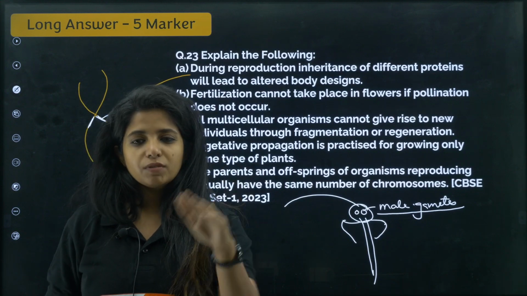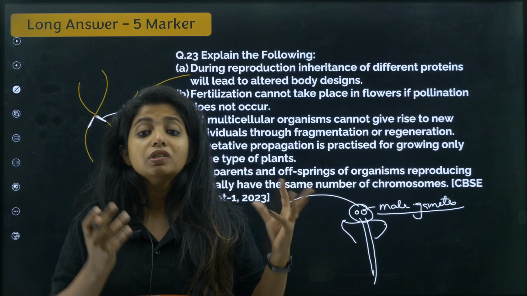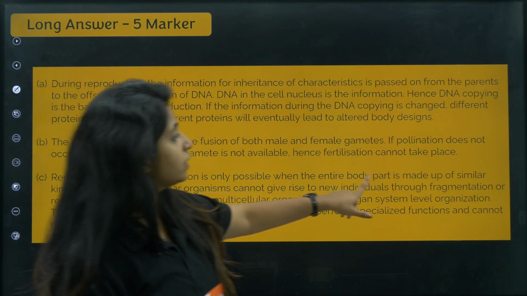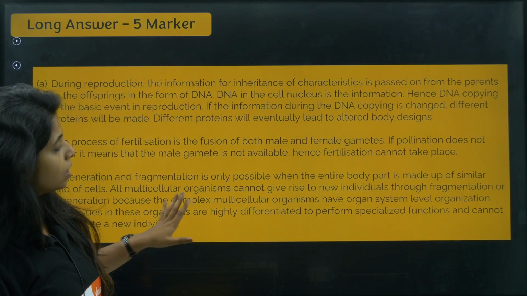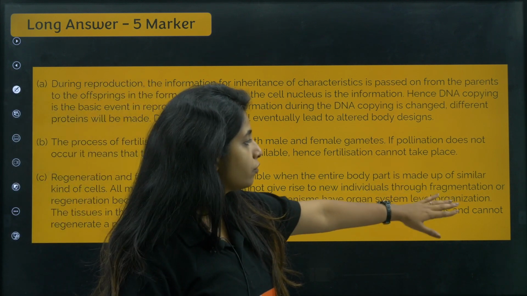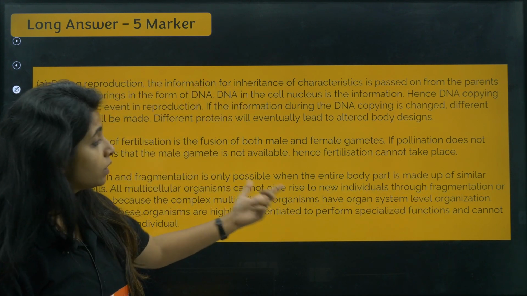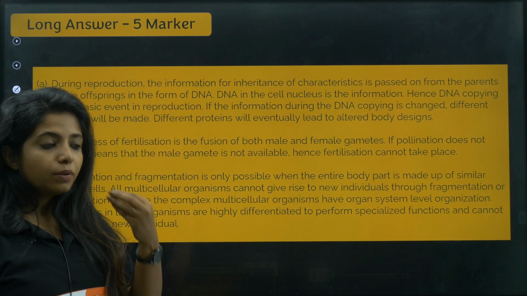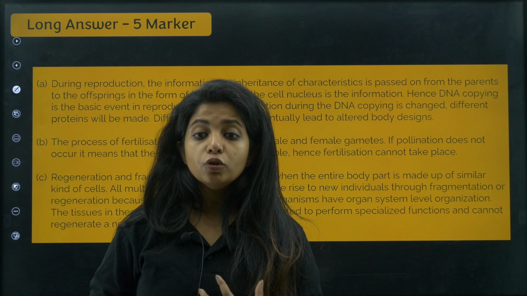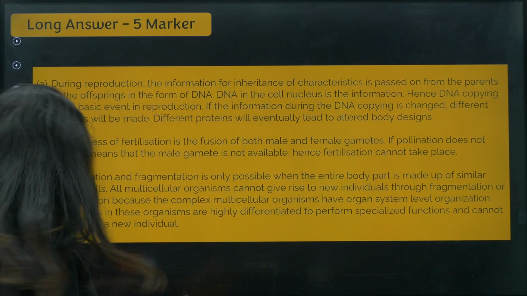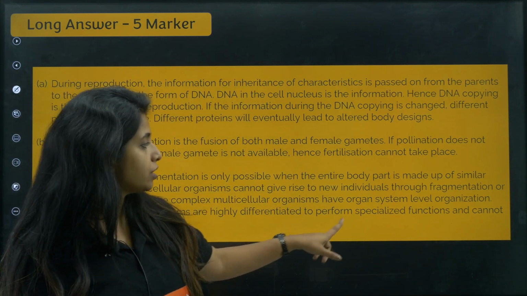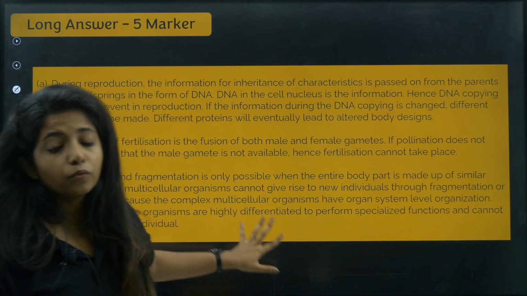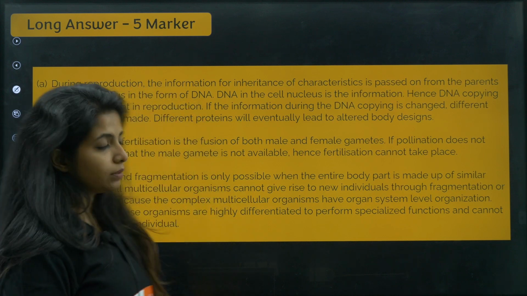Okay, so simple organisms, they just have to be cut to give rise to a whole new plant. That is a different thing because they are simple, we are complex. So how do you frame the answer? Regeneration and fragmentation is only possible when the entire body is made up of similar kinds of cells. All multicellular organisms cannot give rise to new individuals through fragmentation or regeneration because complex multicellular organisms have organ system level organization. That means they have an organ system. For example, stomach, intestine, everything is coming together to give the digestive system. This is the organ system. Now, the tissues in these organisms are highly differentiated to perform specialized functions and cannot regenerate a new individual.